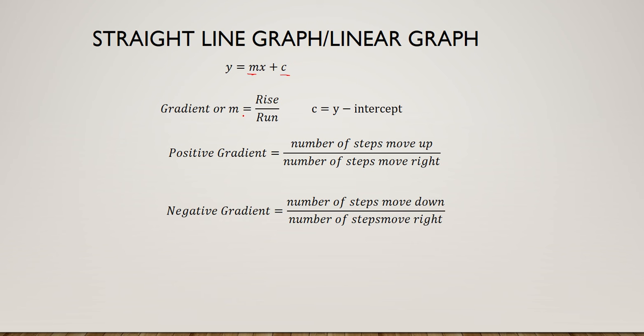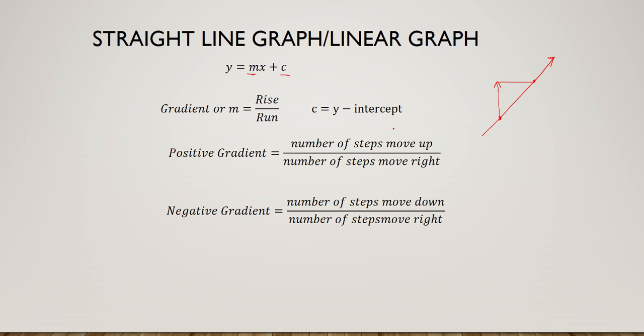Now when we talk about gradient, gradient is a ratio between rise over run. If we have a line going up and we choose any 2 points, rise and run is our gradient. It means how many steps we move up and how many steps we move right is our gradient.